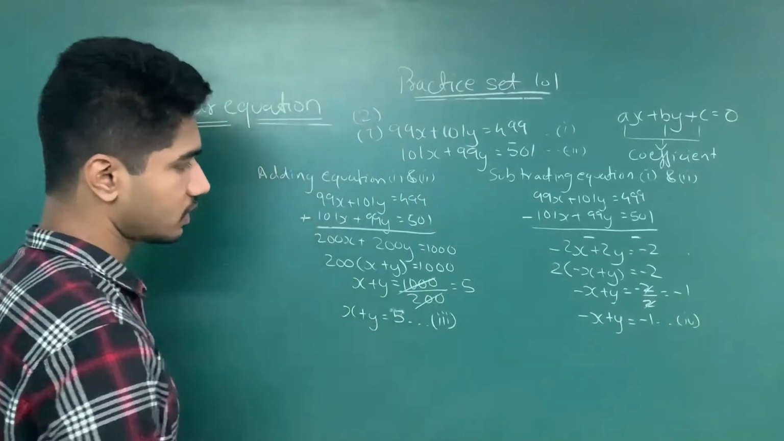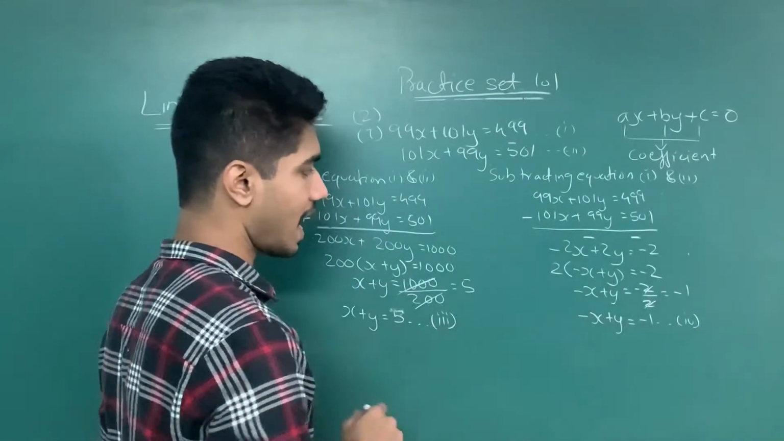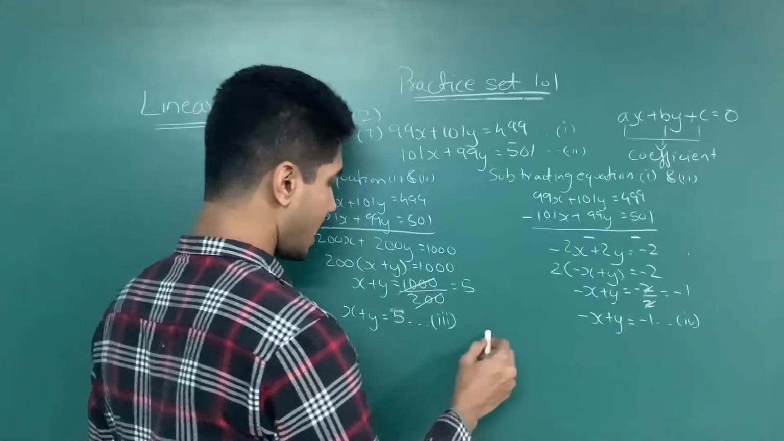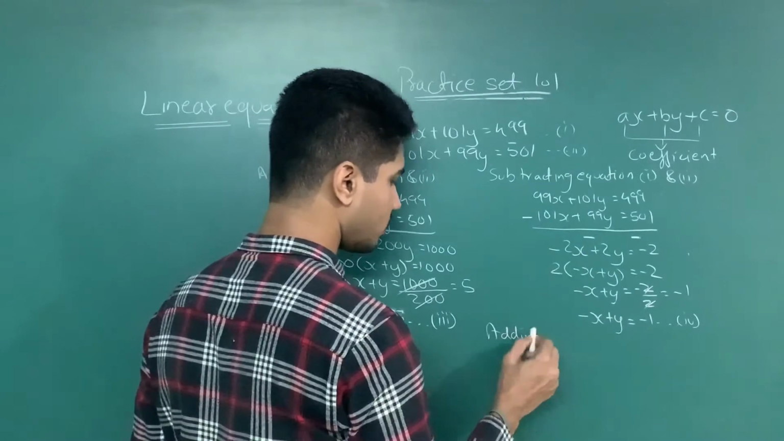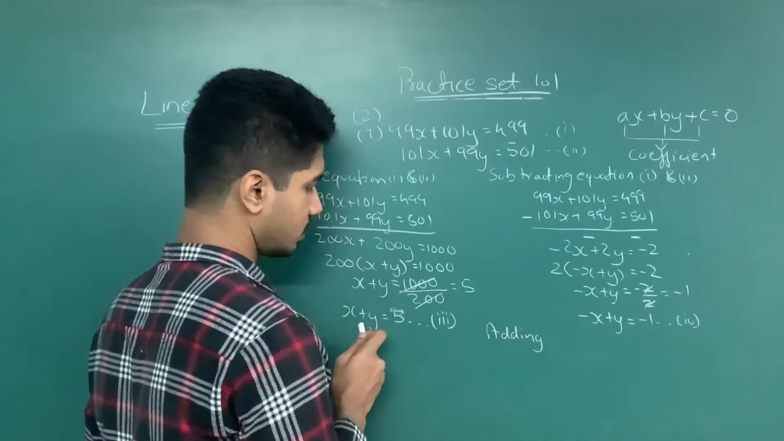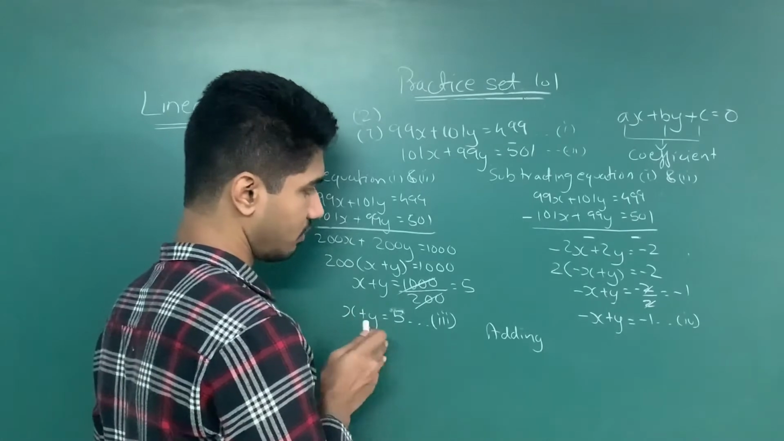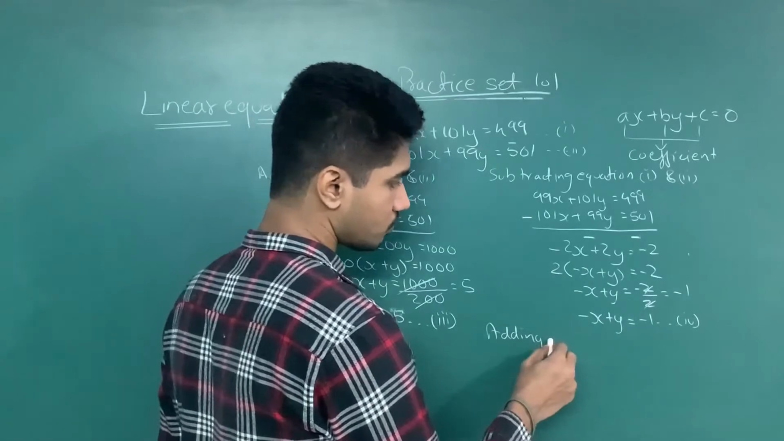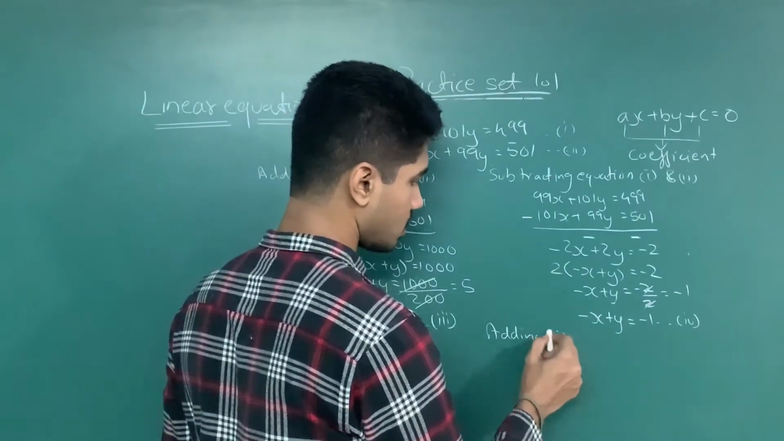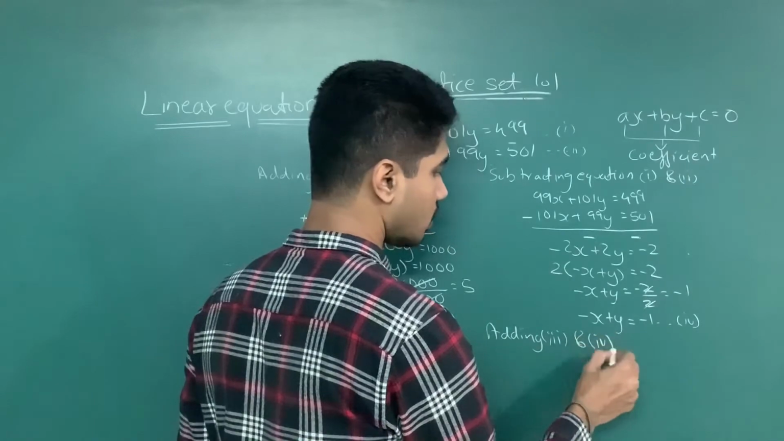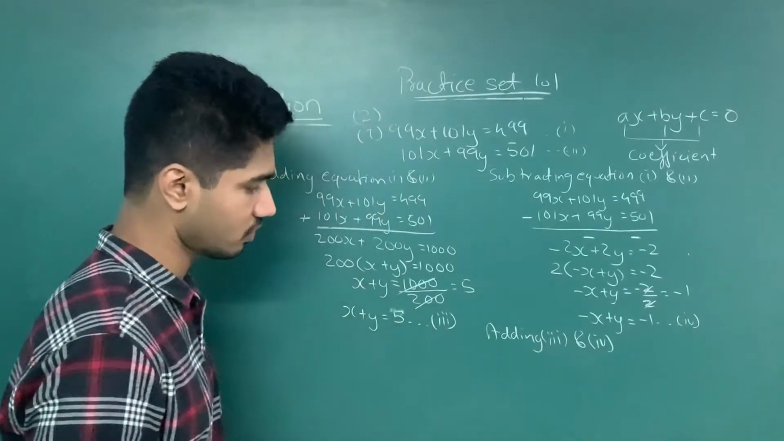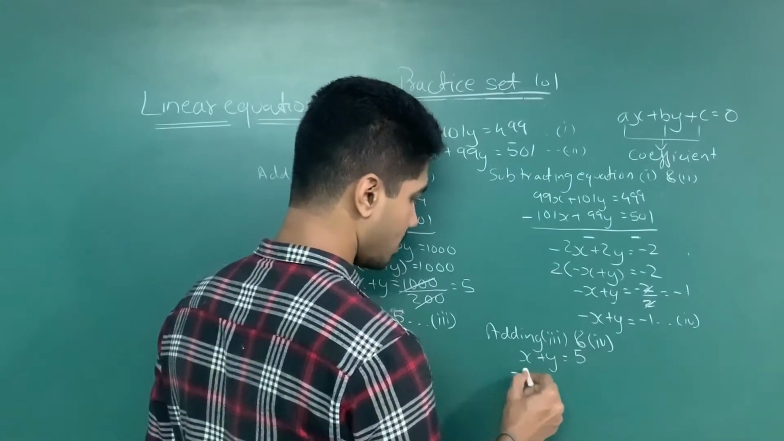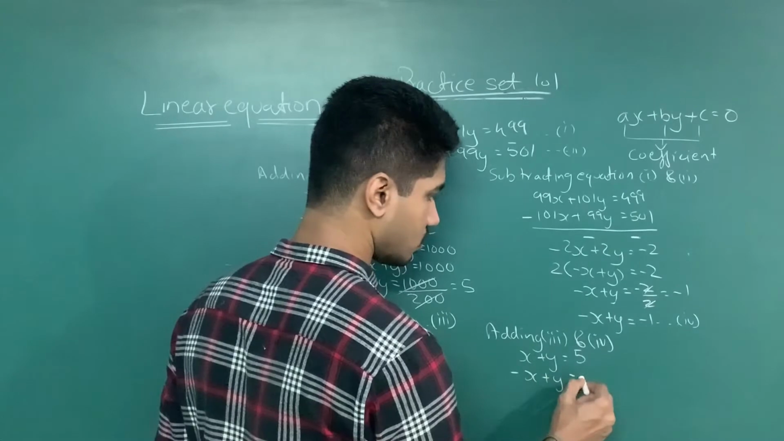So you get two equations here, the third and the fourth. Now you can add or subtract and get the values of x and y. I'll do adding because the coefficient is the same in both equations: the coefficient of both variables is 1 in the first, and also 1 in the second. So adding equations 3 and 4, you get x plus y is equal to 5 and minus x plus y is equal to minus 1.